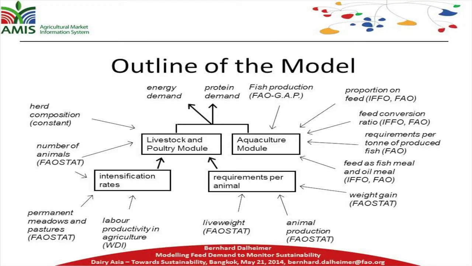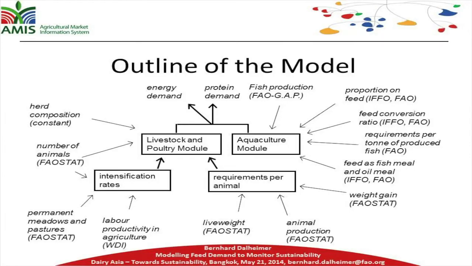In order to estimate this intensification rate, we have some observations taken from literature, taken from other studies. There has been some work explaining how intensified the livestock sectors are, so what feed resources they are using. And we have built a model which also takes into account the permanent meadows and pastures, designing livestock intensity, the spatial livestock intensity, how many cows, how many pigs, how many chickens are in a certain space. And we also take into account the labor productivity in agriculture, which tracks intensification in the livestock sector very well.